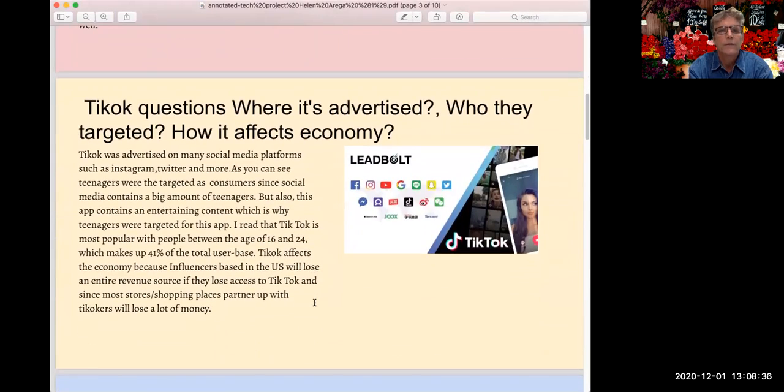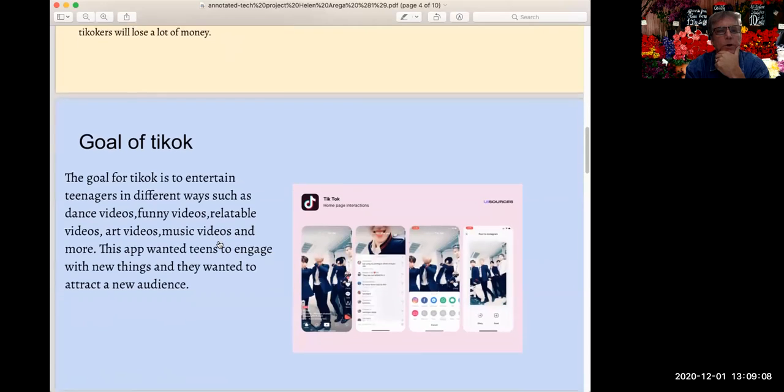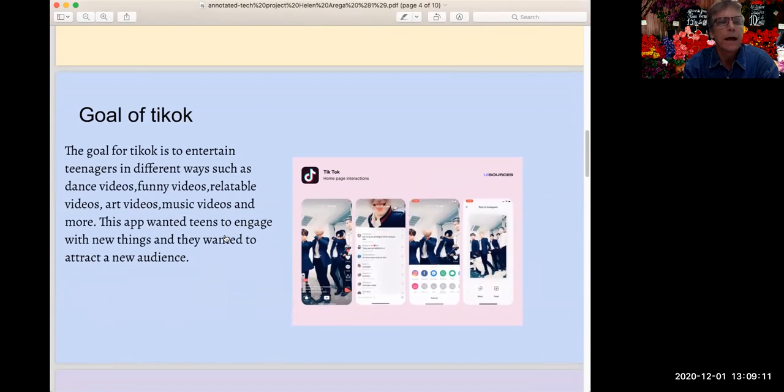Okay, where is it advertised? Who do they target? TikTok is advertised on media platforms, Instagram, Twitter, so very social media oriented, right? Probably on the App Store. TikTok affects the economy because influencers based in the US will lose an entire revenue source if they lose access to TikTok. And since most stores and shopping places partner up with TikTokers, we'll lose a lot of money. The goal of TikTok is to entertain teenagers in different ways, such as dance videos, funny videos, relatable art videos.